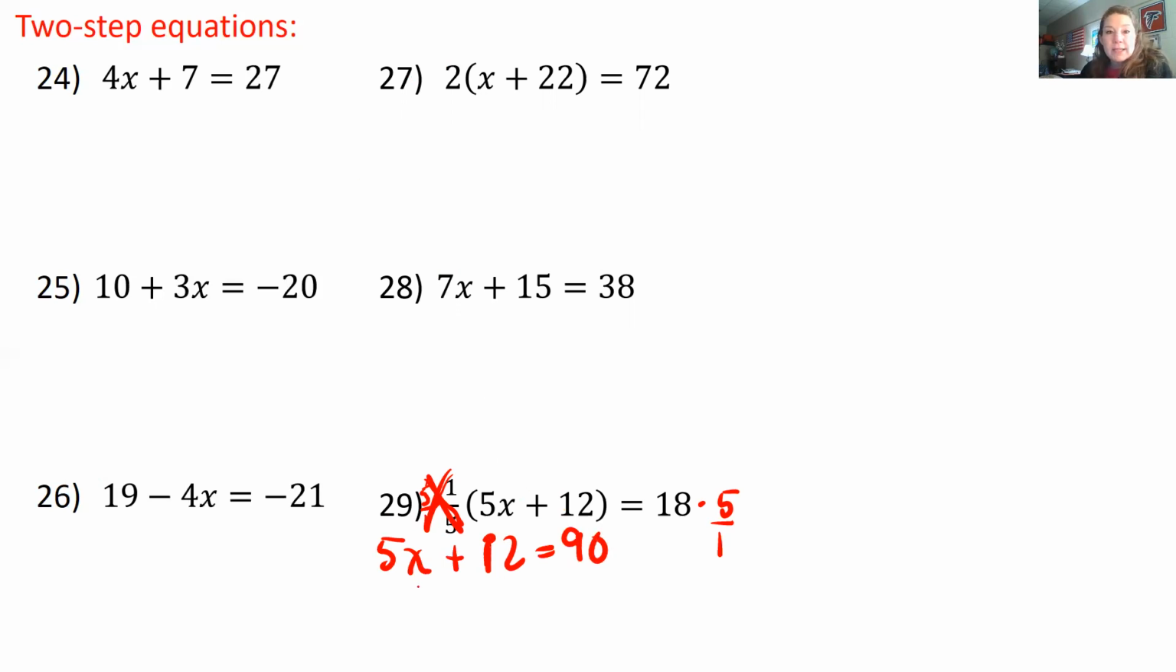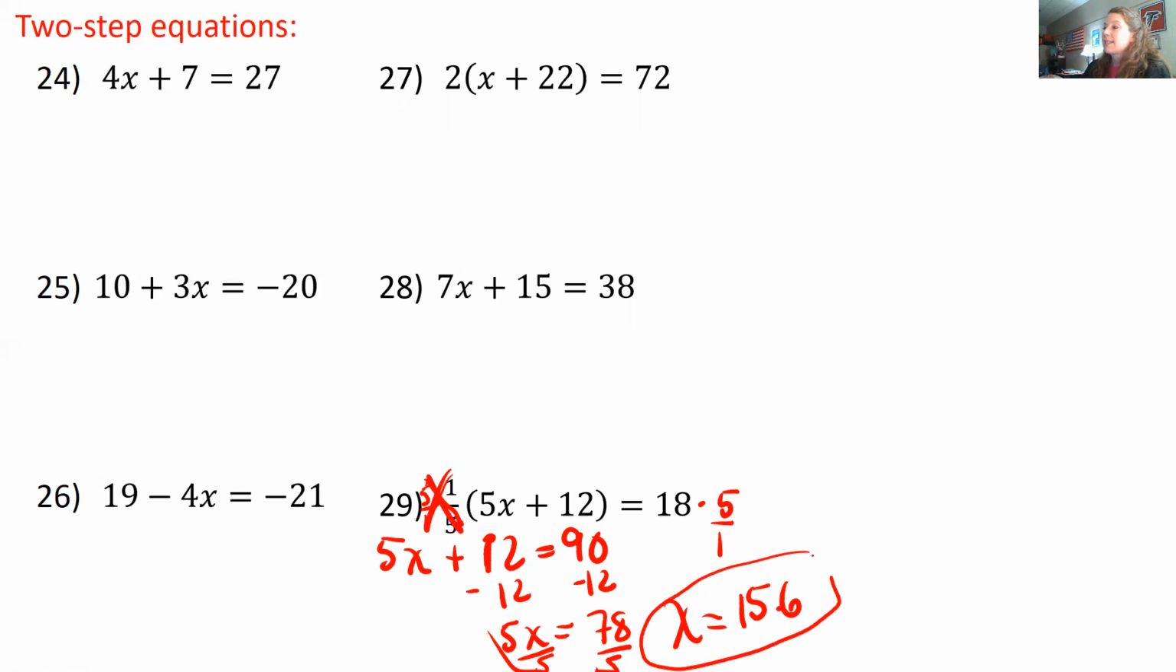So we want x by itself. So the first thing we're going to do is subtract 12. So we have 5x is equal to 78. And then we're going to divide both sides by 5. So 78 divided by 5 is 15.6. We could do 15 and 3/5, or we could just write 15.6. All right, like I said, you don't always get whole numbers.